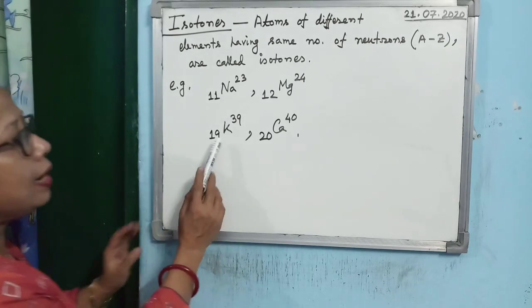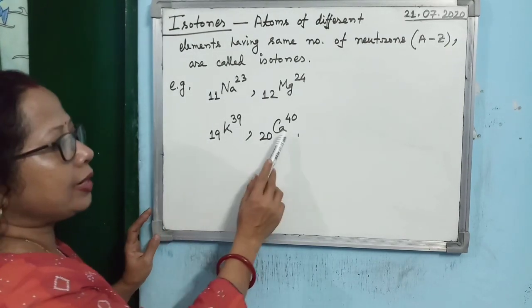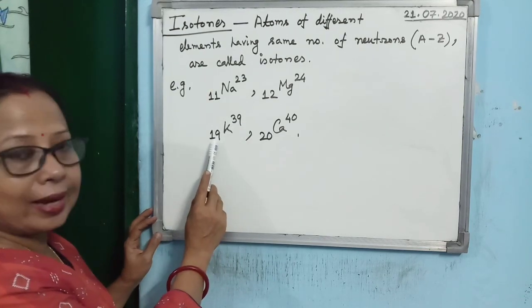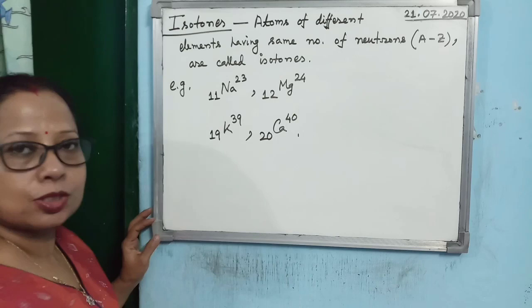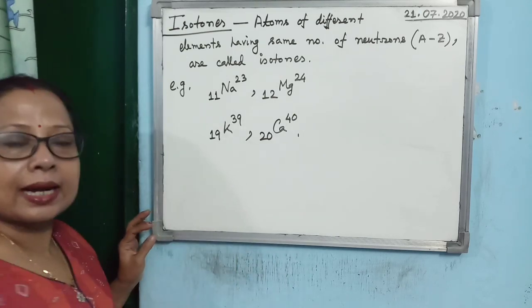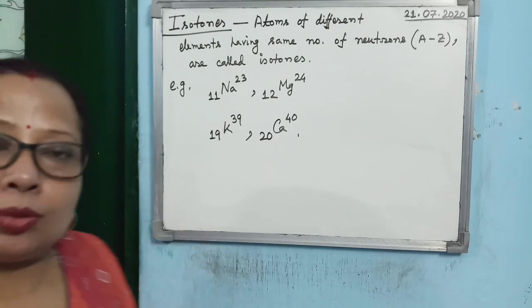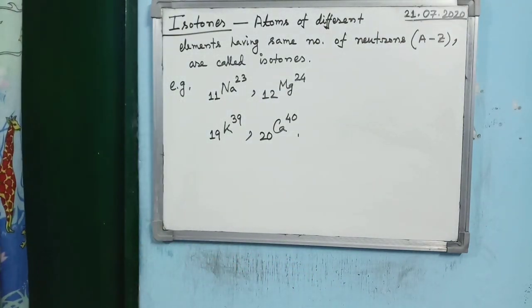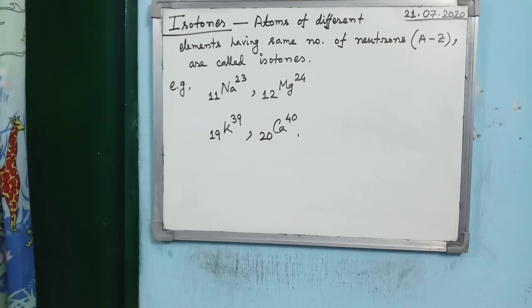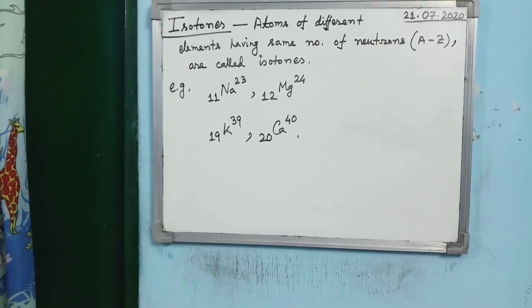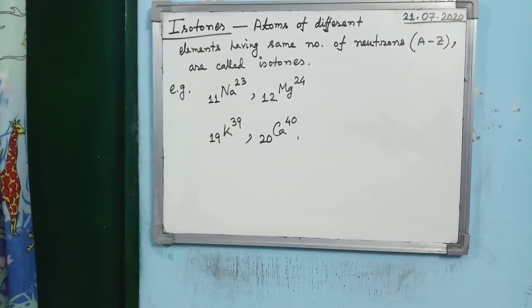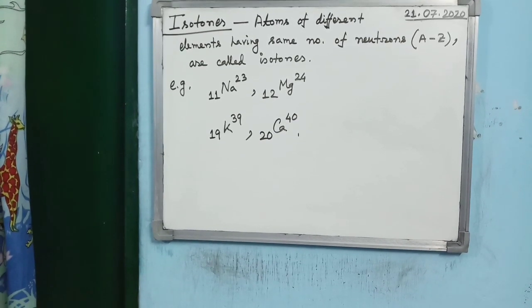Then another example, 19K39 and 20Ca40. You see what is A minus Z? A minus Z is 20, and in this case also A minus Z is 20. Means both the atoms have 20 neutrons. So these are known as isotones. So you must learn the definitions of isotopes, isobars, isotones, and at least one set of examples, the two types of isotopes, and what is a mirror isobar. You must learn all these things.